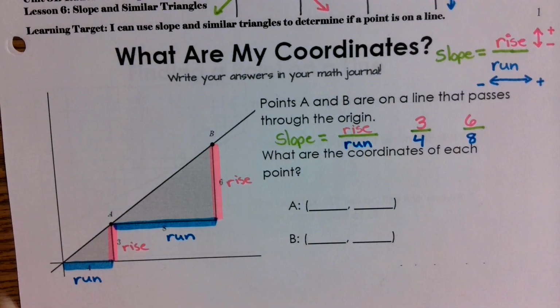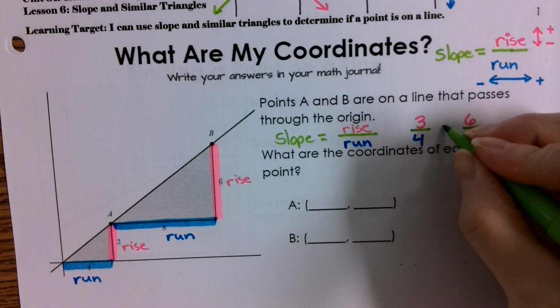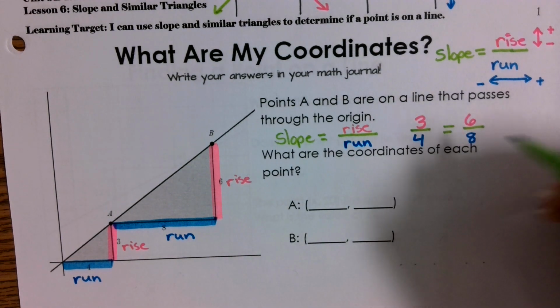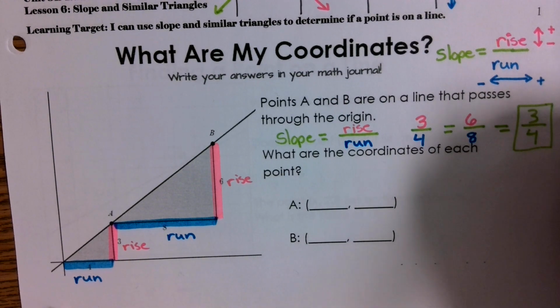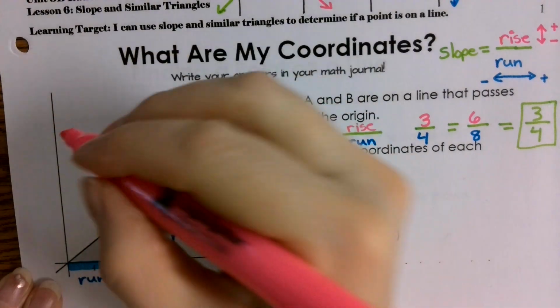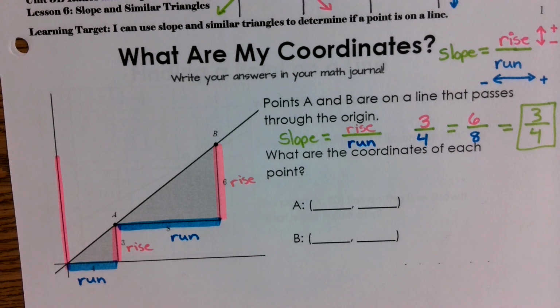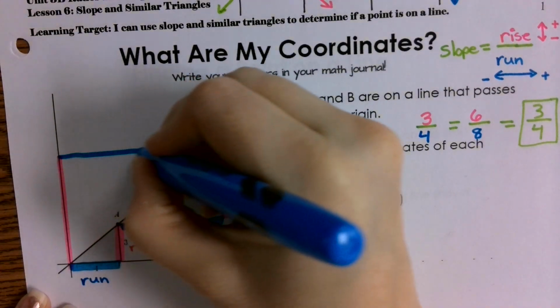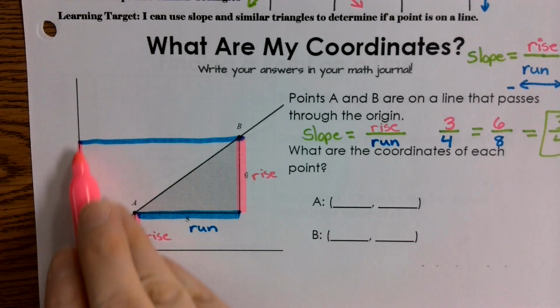Now, the nice thing about this is that because they are on the same line, they are equal to each other. In fact, if you simplify 6 over 8, you're going to get 3/4. So your slope, no matter which points you pick, will come out the same. In fact, I could do another one. If I wanted to do another rise, I could do a rise that was right here, connecting to a run right here. So I could just do one gigantic triangle that has a rise of, what do you think? What do you think this rise is?